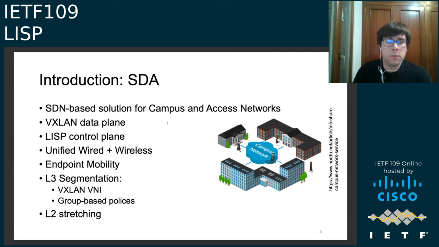And also it provides segmentation in two orthogonal ways: using the VXLAN VNI and also group-based policies. This is quite a widespread standard in the industry, basically mapping IP addresses to a group and then enforcing policies on this group. And it also provides layer 2 stretching, and we also use some LISP capabilities for that. Next slide, please.